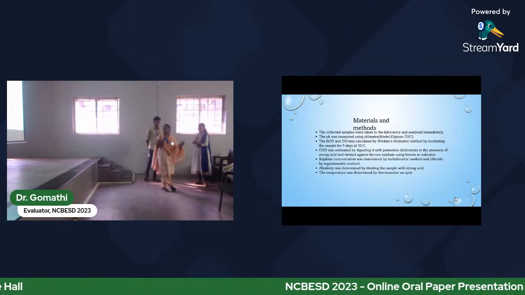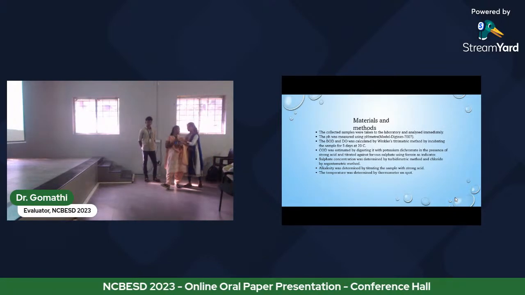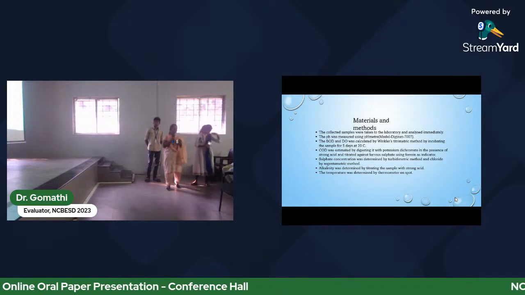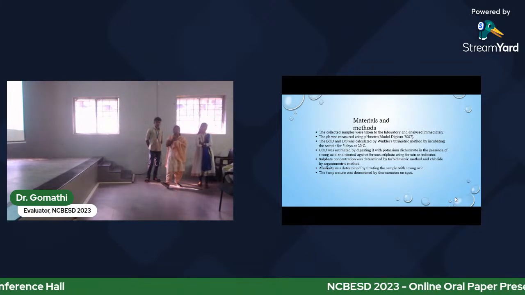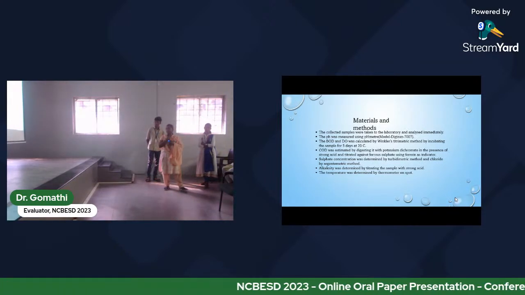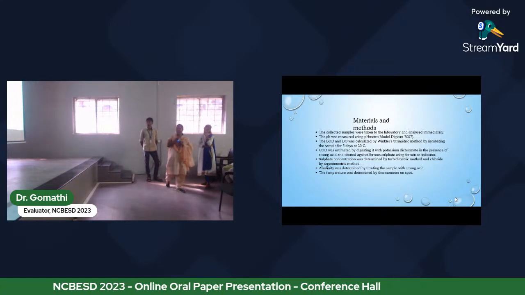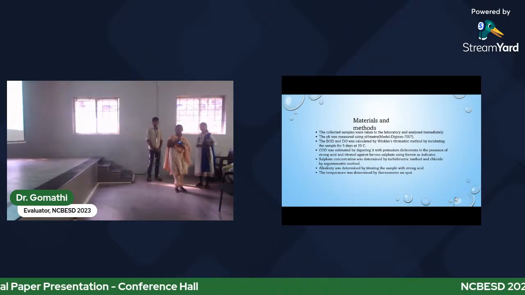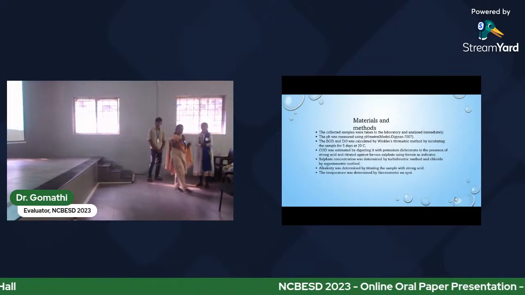Materials and methods. First, we collect the sample, take it to the laboratory, and analyze it immediately. The pH was measured using a pH meter. The BOD and DO were calculated by the Winkler titration method, with the sample incubated for 5 days at 20 degrees Celsius. COD was estimated using potassium dichromate in the presence of strong acid and titrated against ferrous sulfate, using ferroin as indicator.